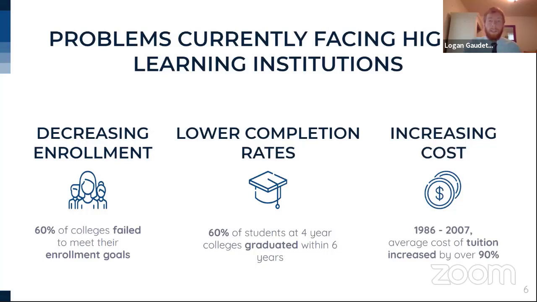From 1986 to 2007, the average cost of tuition has increased by over 90%. As cost of attending higher education institutions increases, it makes it more difficult for students to attend college and can also be a factor in some of the other major problems that we looked at.